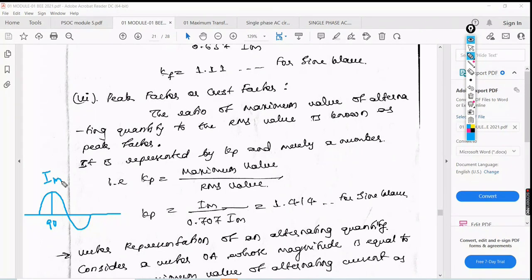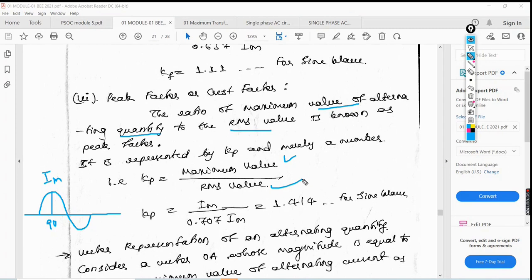Peak factor is the ratio of the maximum value of the alternating quantity to its RMS value. What is that alternating quantity? It might be a voltage, it might be a current. Kp is equal to maximum value to that of RMS value. That is called the peak factor or the crest factor.